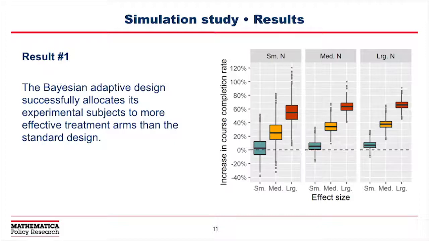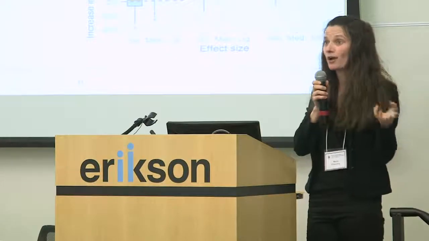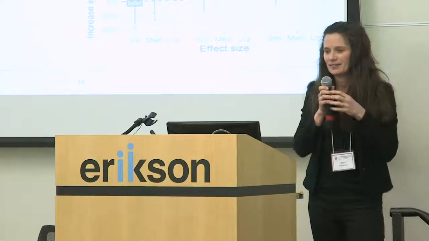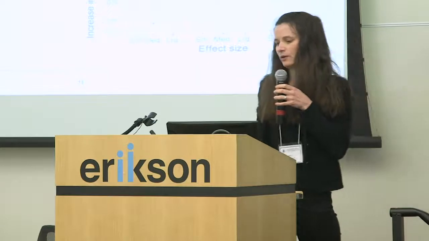And what you can see is that in all 9 of these scenarios, we're getting better outcomes for folks participating in the Bayesian adaptive design, and sometimes those improvements can be quite large, 60% up there for the red scenario, which is when effect sizes are large. So it depends on the scenario, but sometimes you can get quite impressive improvements in outcomes for folks participating in the Bayesian adaptive design.